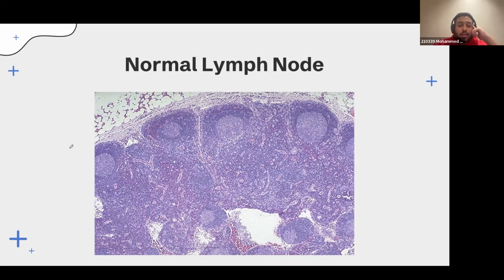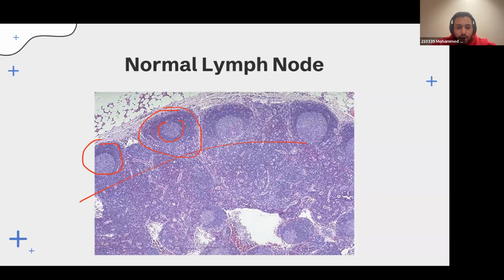So now, in a normal lymph node, you'll have the cortex and then the medulla over here. In the cortex, you'll have these. What do we call these guys? Follicle. Okay. Is this a primary follicle or a secondary follicle? Secondary. Why? Germinal center. Perfect guess.